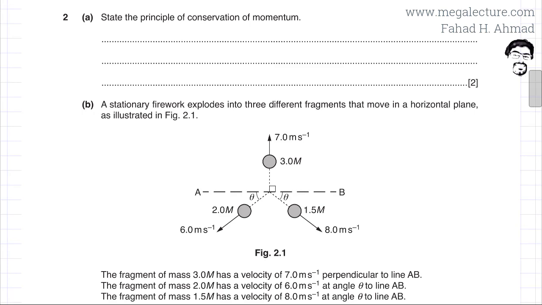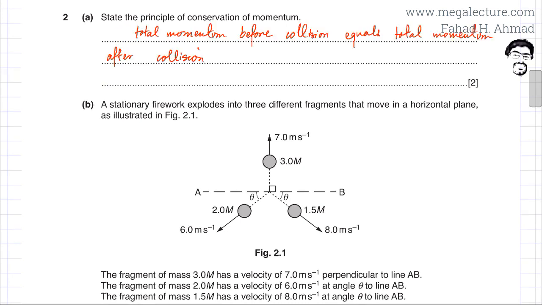The first part of the question reads that you have to state the principle of conservation of momentum. The principle of conservation of momentum is that the initial momentum, or the total momentum before collision, is equal to the total momentum after collision. So that's the principle of conservation of momentum: total momentum before collision equals total momentum after collision.